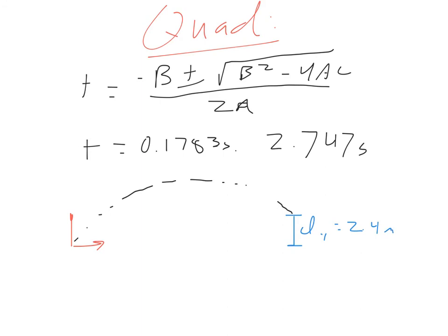The trick is that this distance here is 2.4 meters up, but it's not the only time the ball passes that 2.4 meters. If I trace this over, the ball actually hit that 2.4 meters as it moves up and on its way down. Since our goalpost is where the ball is on its way down, we need the 2.747 seconds of time. That's what's going to give us the answer we need for this problem.